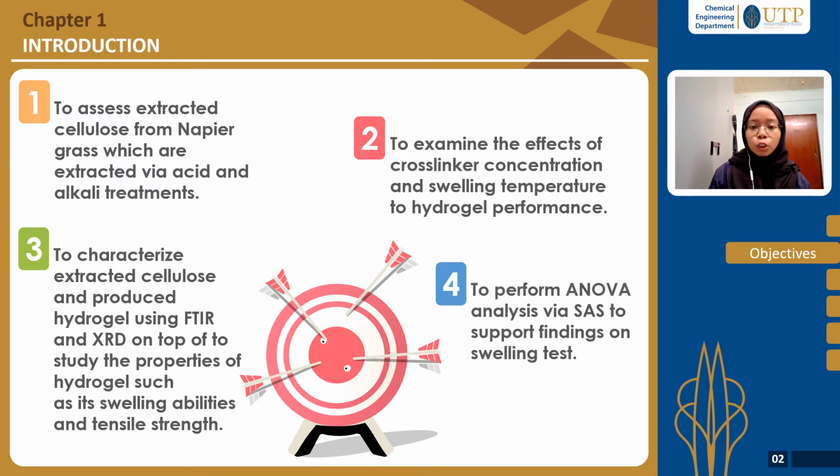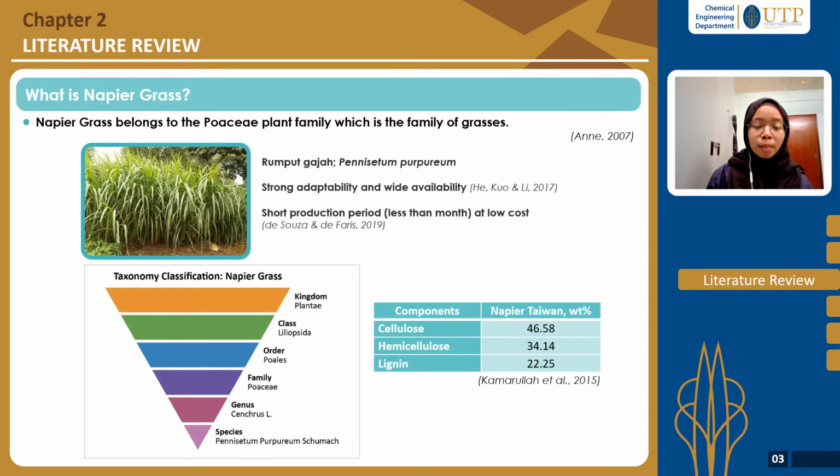Last but not least is to perform ANOVA, which is the analysis of variance, via SAS to support findings on swelling test. Moving on from introduction, now we'll go into the literature review. We will start off with the Napier grass. Napier grass is also known by the locals as rumput gajah, or sometimes Pennisetum purpureum by its scientific name.